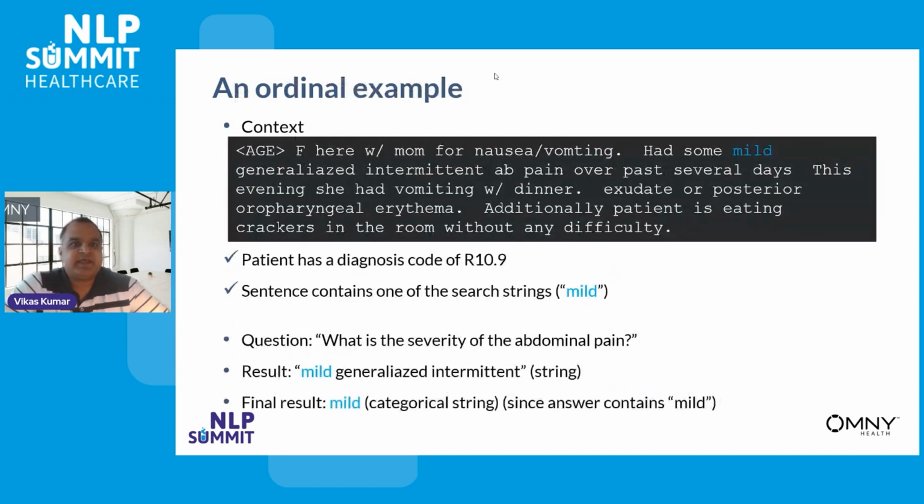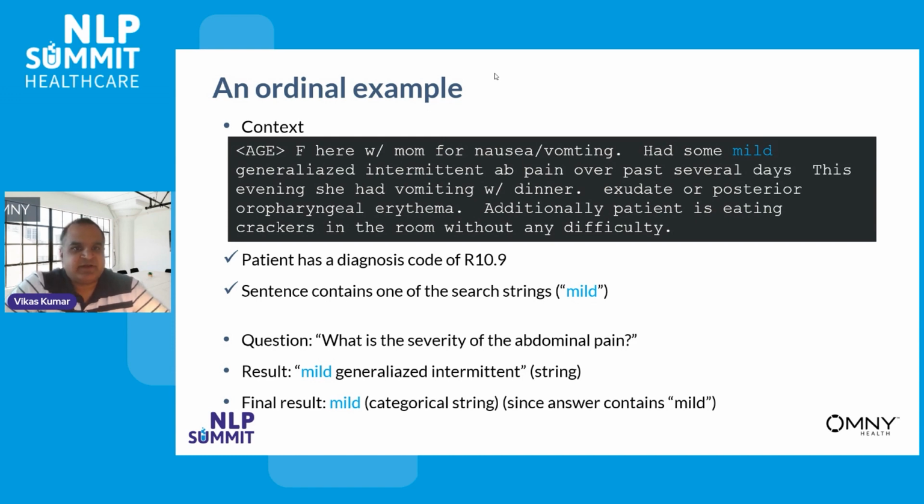On the next slide, we have an example of an ordinal severity score for abdominal pain. Here we have a context sentence with some surrounding sentences to improve the clarity of the example. The context reads, age female here with mild for nausea, vomiting.